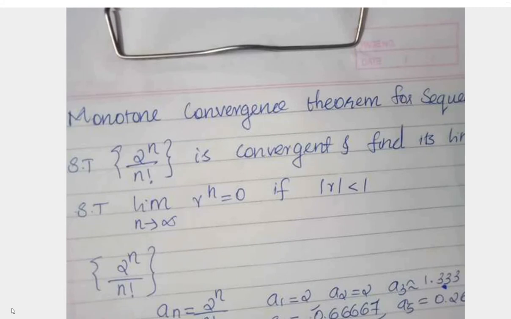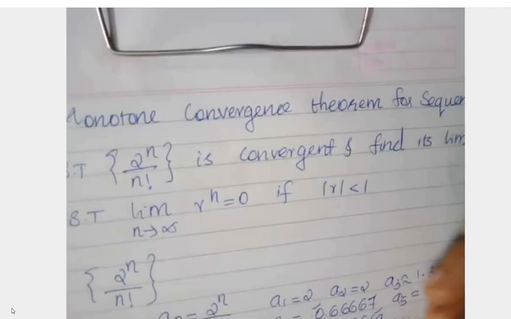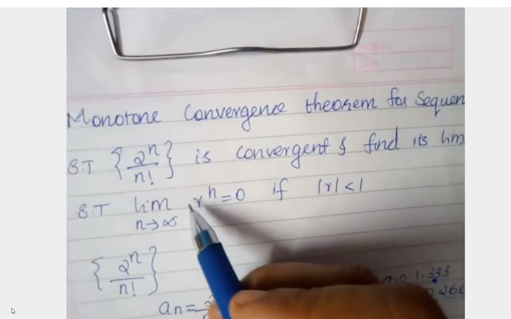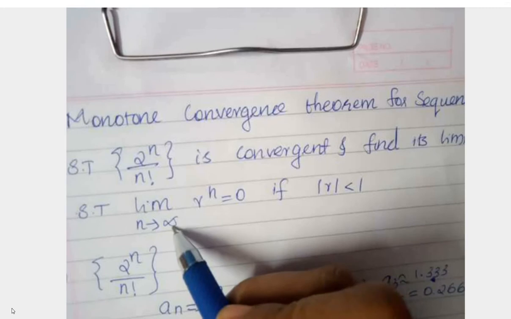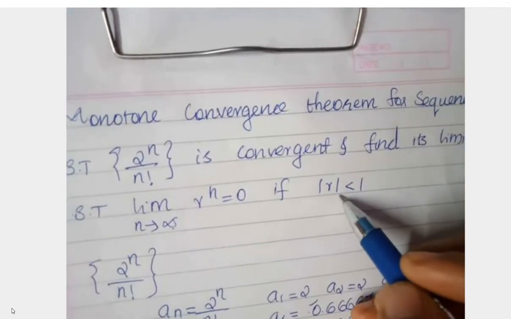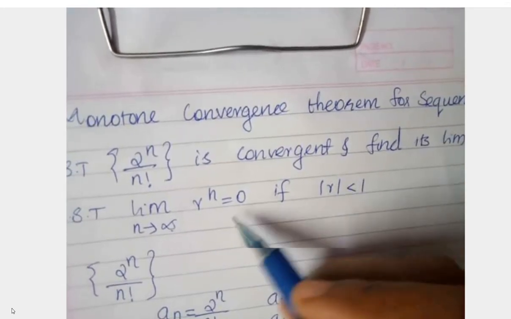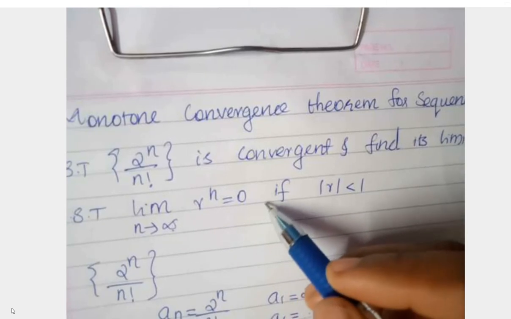Using this monotone convergence theorem, we are going to solve two very important problems. That is the sequence 2 raised to n by n factorial. We have to show that this is convergent and find its limit. And also we have to show that limit n tends to infinity r raised to n equal to 0 for mod r less than 1, otherwise it is divergent. That is what we are going to discuss.